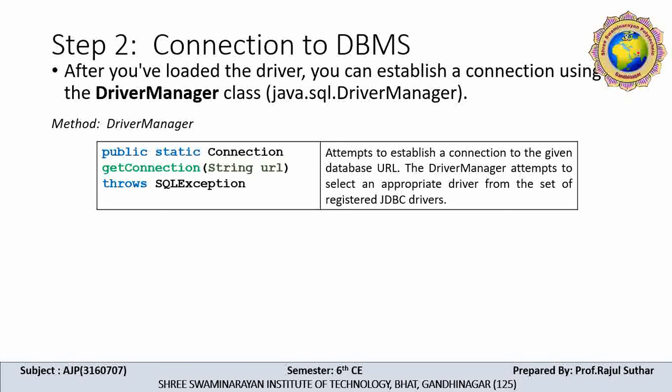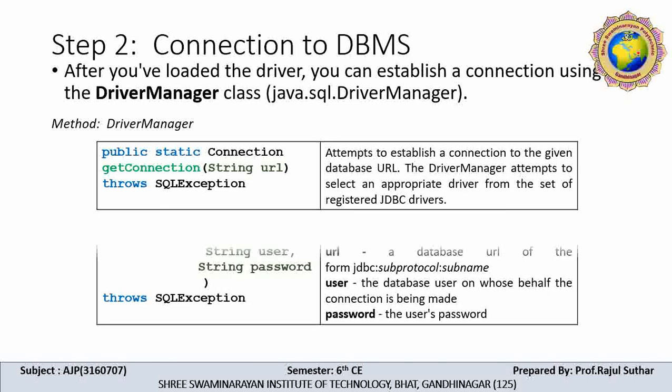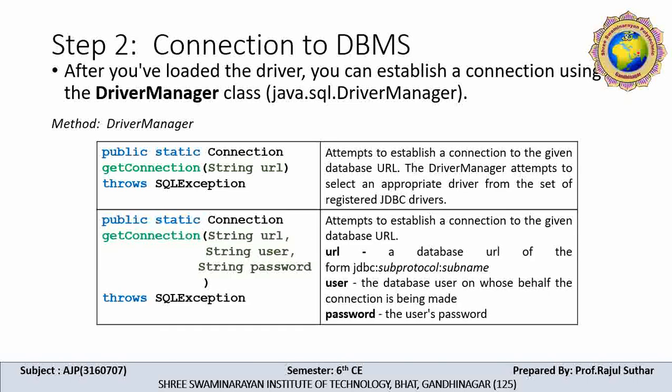It attempts to establish the connection to the given database URL. The DriverManager attempts to select an appropriate driver from the set of registered JDBC drivers. The second method is public static Connection getConnection, in the brackets String url, String user, as well as String password, then closing the bracket, throws SQLException.